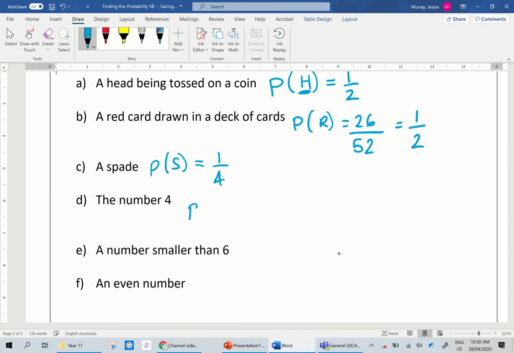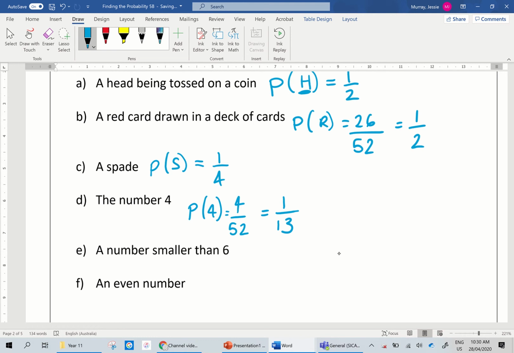Probability of getting the number 4. Well, there's 4 of them in 52, which simplifies to 1 in 13. Now, if you're not great at simplifying fractions on your own, all you have to do is put 4 over 52 in your calculator and press equals, and it will simplify to 1 over 13 for you.